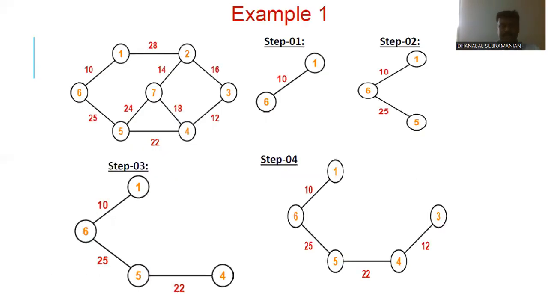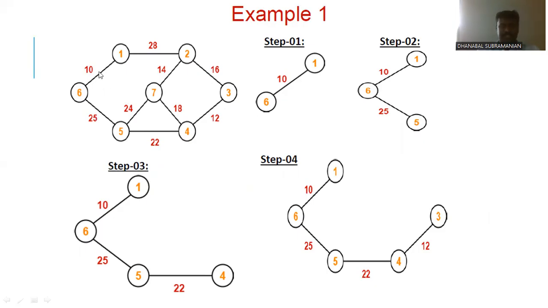Here is a simple example for Prim's algorithm. This is an example diagram, an example graph used to analyze the shortest path from a source place to a destination. Here you have 1, 2, 3, 4, 5, 6, 7. These are the 7 vertices, also called nodes. The connections between one vertex and another are called edges.